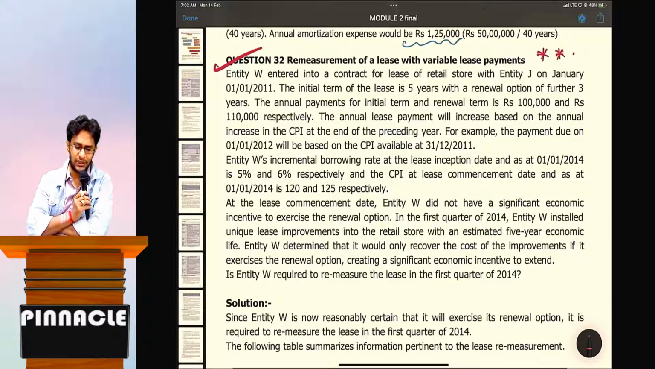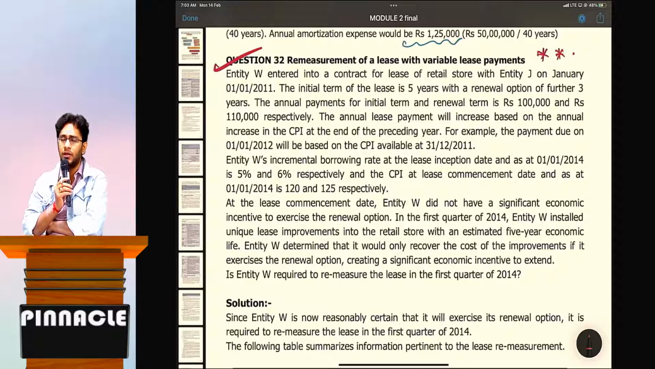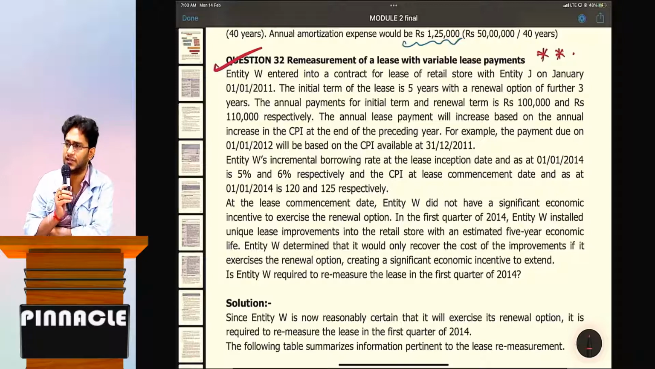Entity W entered into a contract for lease of a retail store with entity J on 1/1/2011. The initial term of the lease is 5 years with a renewal option of a further 3 years. So overall the maximum is 8. The annual payments for the initial term and renewal term are rupees 1 lakh and 1,10,000 respectively. Indirectly, what you must observe is a total 8 years period. For the first 5 years the lease rent is 1 lakh, and for years 6, 7, 8 it is 1,10,000.